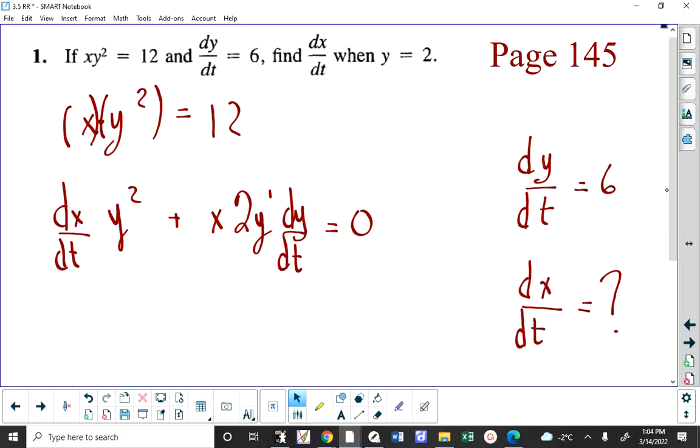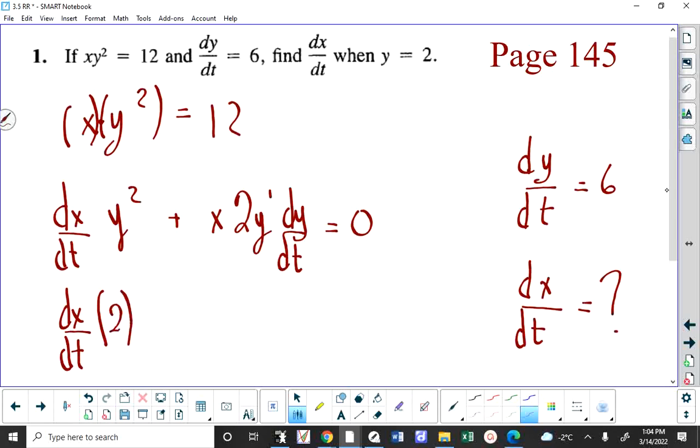I'm going to start putting things in to find dx/dt. I have to put in y. It says y is 2, so I have to put y squared. Plus, now I run into a little bump, but it is a bump in the road. I have to put in x, but it doesn't say when x is something.